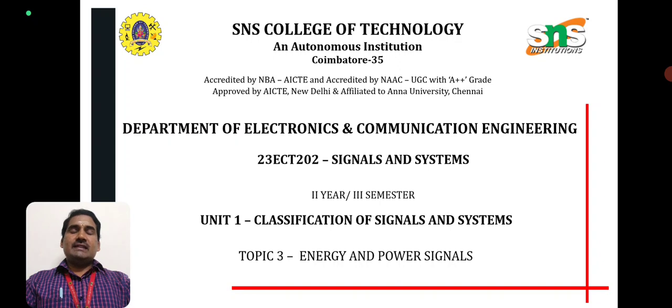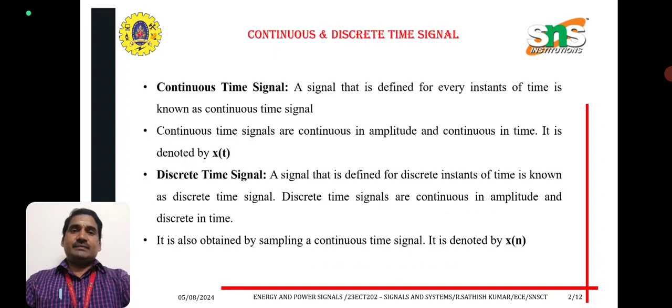Now let us see the video lecture series on energy and power signals. Continuous and discrete time signal. A signal that is defined for every instant of time is known as continuous time signal. Continuous time signals are continuous in amplitude and continuous in time. It is denoted by x(t).